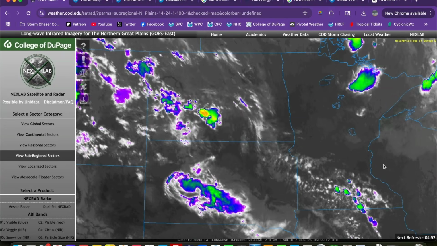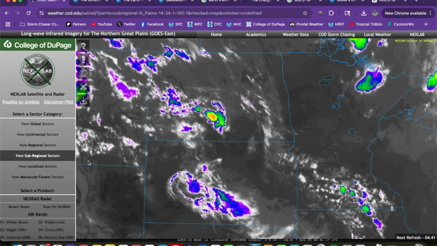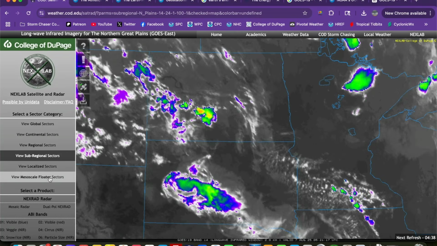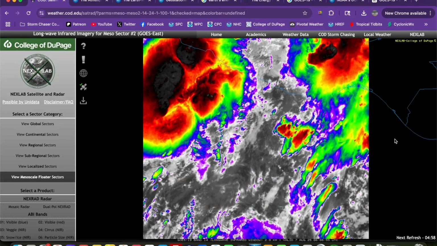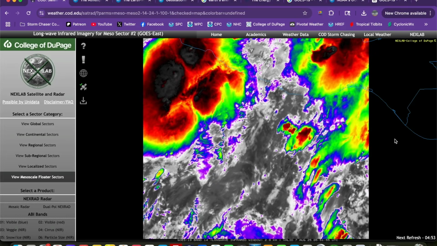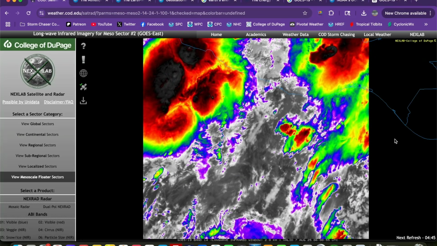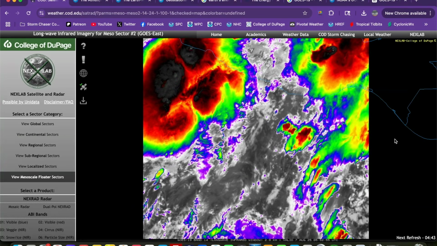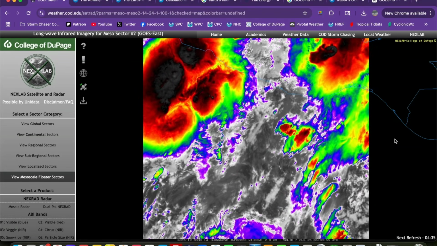Typically in these smaller sectors, new imagery will come in every 5 minutes, but on big severe weather days or for tropical cyclones, we can use the mesoscale floater sectors. These mesoscale floater sectors move around. So based on where the best chances for severe weather are or where the tropical cyclone is located, these sectors move around. Now, what's nice about these mesoscale floater sectors is that the new imagery comes in every minute, which gives us an even higher temporal resolution look at the data and can allow us to see really intricate changes in these systems over a short period of time.